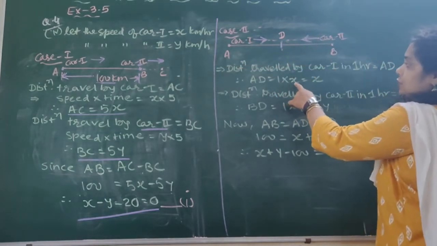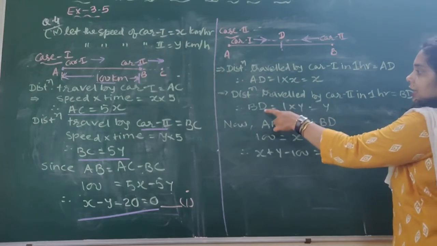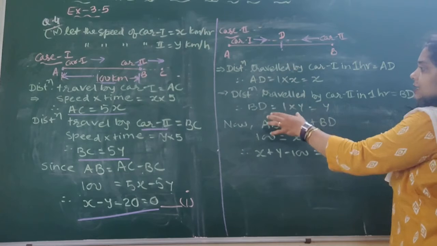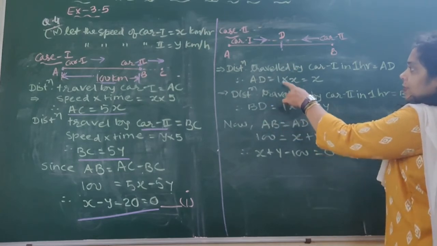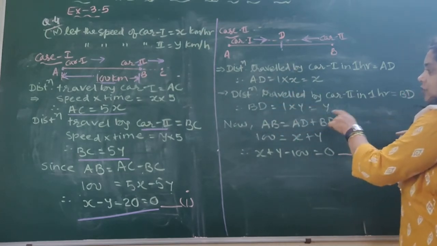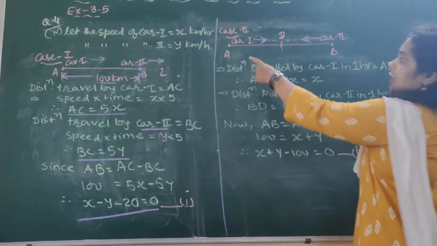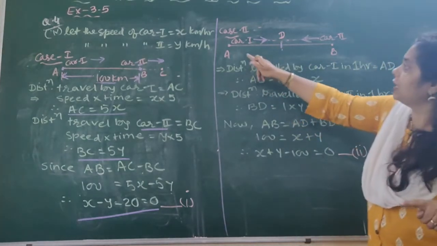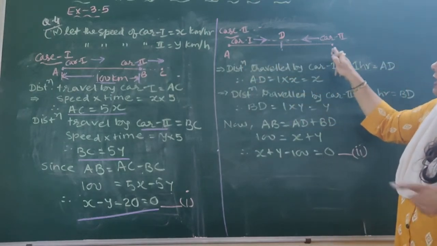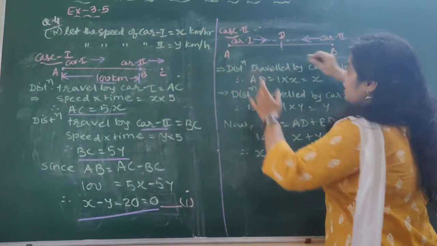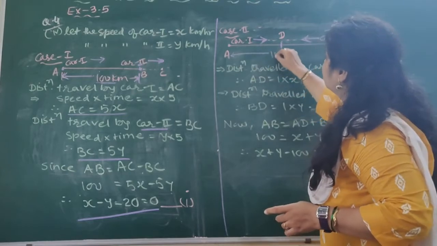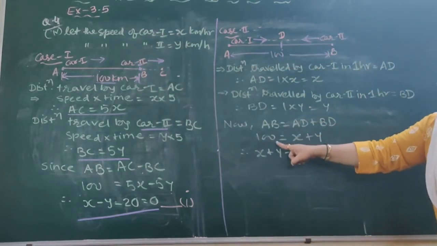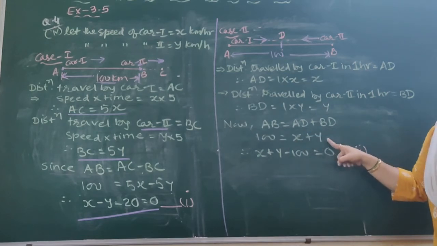Similarly, speed into time gives distance. As they are meeting in 1 hour, AD is x and BD is y. Now, as A, D and B are collinear points, we can say that AD plus BD is equal to AB. And as we already know, the distance AB is 100. So 100 is equal to x plus y.